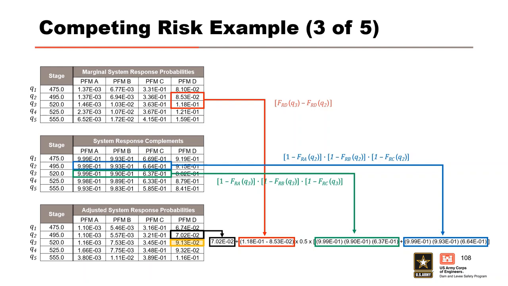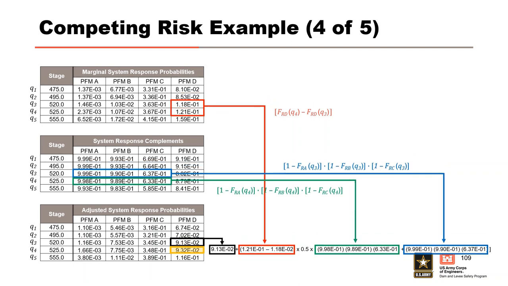We then repeat the same procedure for Q3. The inputs again just shift down a row. And then again, the same thing for Q4 and on down until we have calculated probabilities for each hazard in the table.